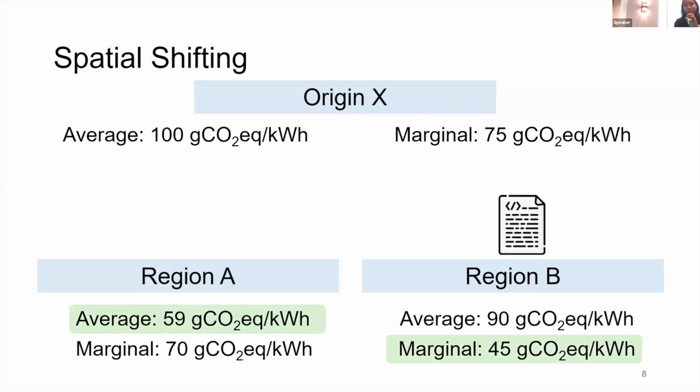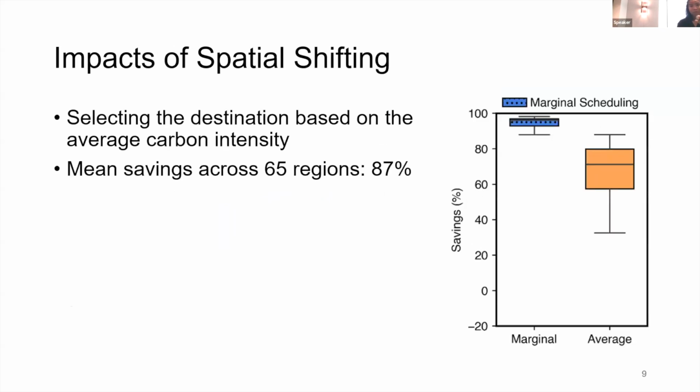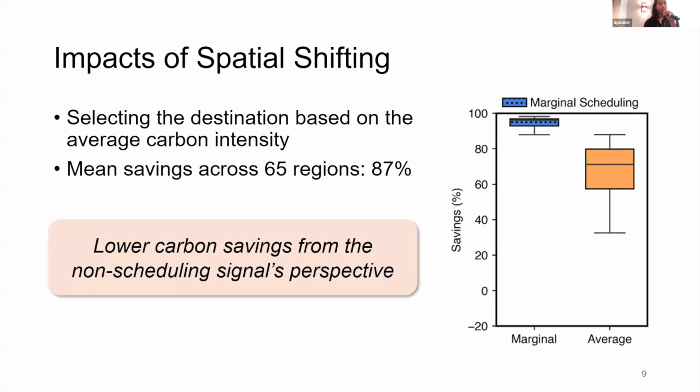Okay, so let's look at the impact of spatial shifting. Again, the figure on the right is the result when we use the marginal carbon intensity signal as the scheduling signal. Oops, there's a typo there, sorry. This is the marginal carbon intensity. So when you use the marginal carbon intensity signal as a scheduling signal, the mean savings across 65 regions is 87%. However, from the perspective of the average carbon intensity signal, the carbon savings is lower.